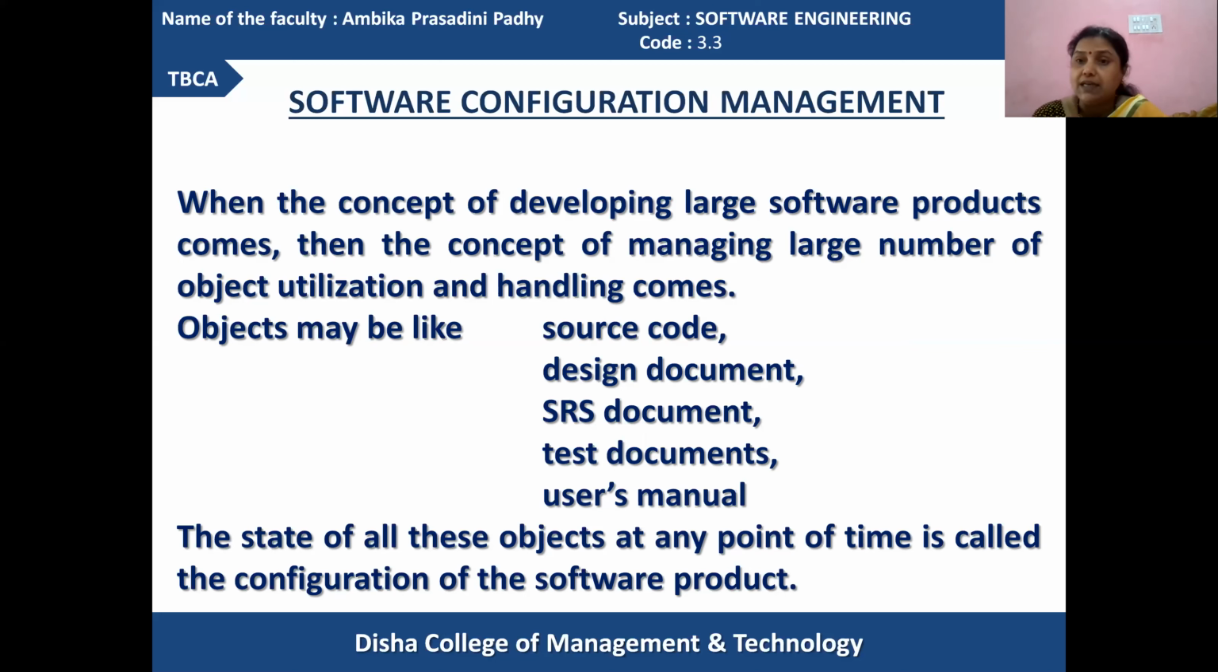And the objects may be classified like this: your source code, design document, SRS document, like this. When the object like source code is prepared for the system, then the source code from its starting state to its ending state is always changing, and it becomes gradually developed from its inception to the deliverable stage.